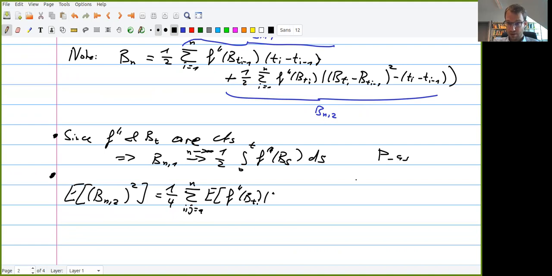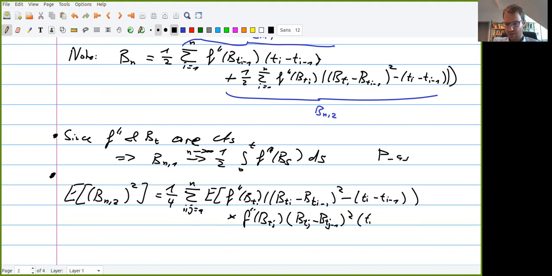So then the square increments here: t_i minus t_{i-1} squared minus (t_i minus t_{i-1}). And now we have this multiplied with the same in j, with t_{j-1} and t_j. Right, now we have enough brackets. Cool.